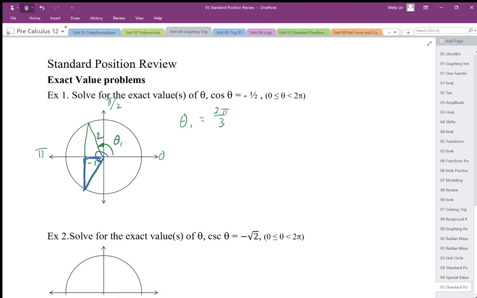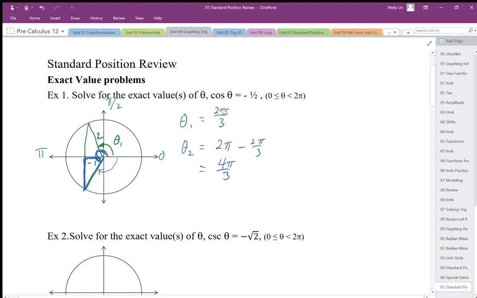The other angle is symmetrical. We can see that symmetrically it's the same angle backwards from 2 pi, and that's where we get the formula for cosine. It's actually 2 pi minus theta 1, which was 2 pi over 3. So theta 2 works out to be, what's that going to be? It's going to be 4 pi over 3. So that angle measured in the positive direction is 4 pi over 3.